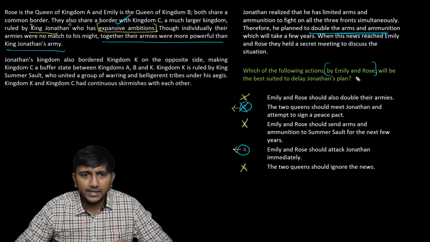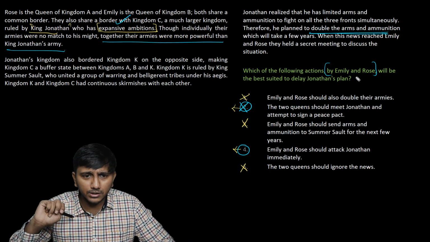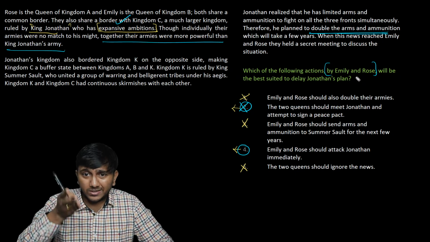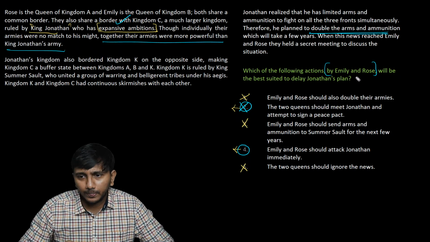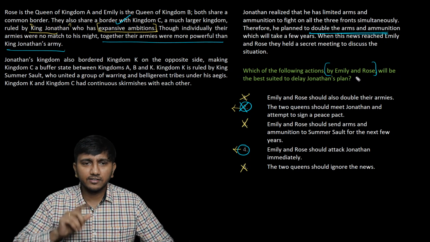Someone was asking, maybe Jonathan is not doubling his army for the queens. Maybe he is targeting Somersault. So why should the queens do something? The question is asking the queens to do something. Is that clear? Perfect. So I hope everybody is clear with the first question.